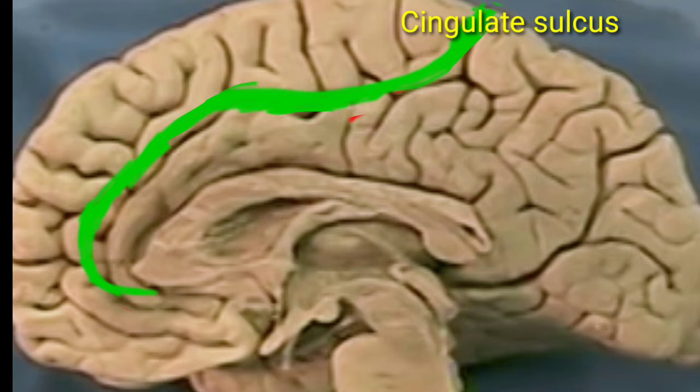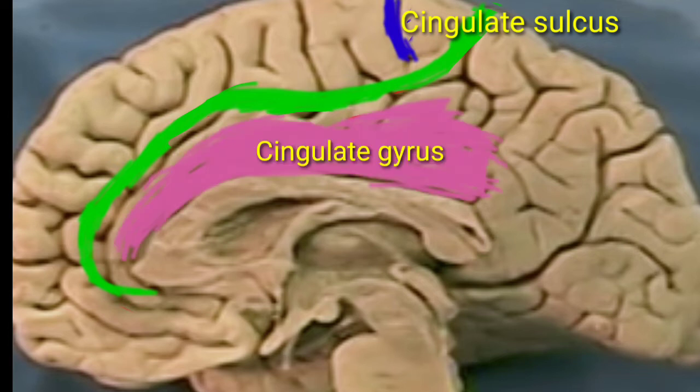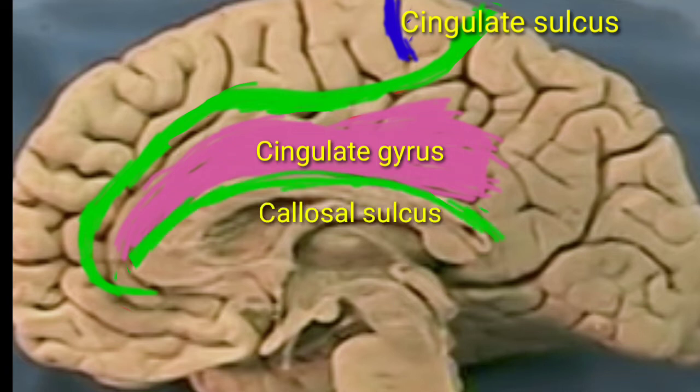Posteriorly it turns upwards to reach the supromedial border of the hemisphere, a little behind the upper end of central sulcus. The area between the cingulate sulcus and corpus callosum is termed cingulate gyrus. Next we see about the callosal sulcus. It separates the cingulate gyrus from corpus callosum.